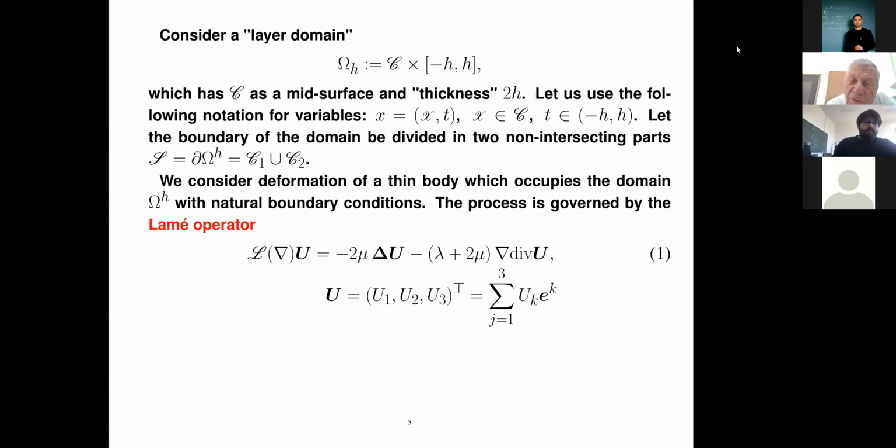Here is this thin domain, omega h, which is some surface multiplied by the interval from minus h to h. Thickness is 2h, of course. And we consider the Lamé equation in this thin domain. The solution to this equation is well known. It is the displacement of this body under some load, displacement of the points. It's described by the vector u.